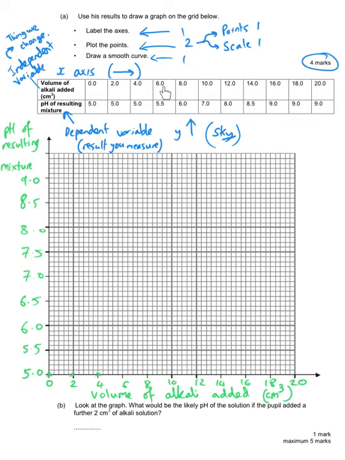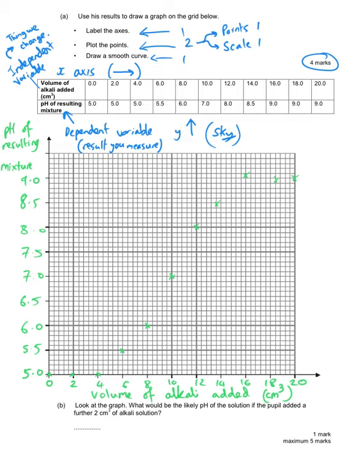And then the next one is for 6 on the x-axis and 5.5 on the y-axis. So we're changing a little bit. So we've hit 6 on the x-axis, and 5.5 means we're going up 5 little squares. Each little square is 0.1. And then 8 has gone up to 6. And then 10 has gone up to 7, and then 12 has gone up to 8, 14 is 8.5, 16 is 9, and then 18 is 9, and then 20 is 9 as well.